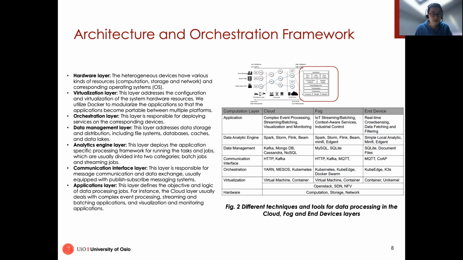The data management layer addresses data storage and distribution, including file systems, databases, caches, and data lakes. The analytical engine layer deploys the application-specific processing framework for running the tasks and jobs, which are usually divided into two categories, batch jobs and stream jobs. The communication interface layer is responsible for message communication and data exchange, usually equipped with a publish and subscribe message system. Finally, the application layer defines the objective and logic of the data processing jobs. For instance, the cloud layer usually deals with complex event processing, streaming and batching applications, and virtualization and monitoring applications.